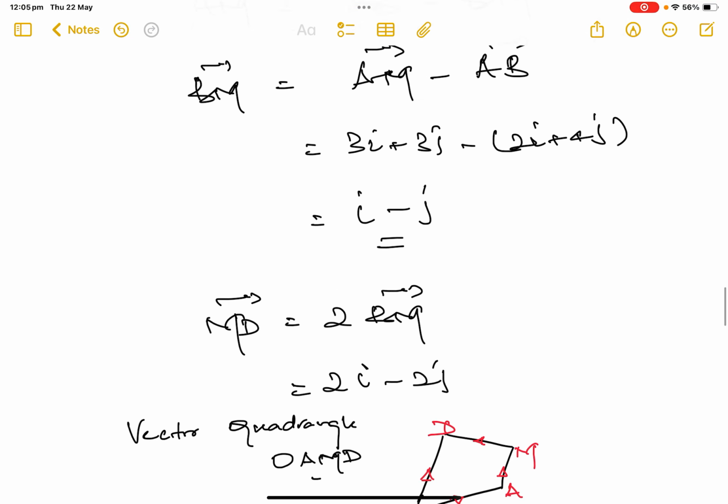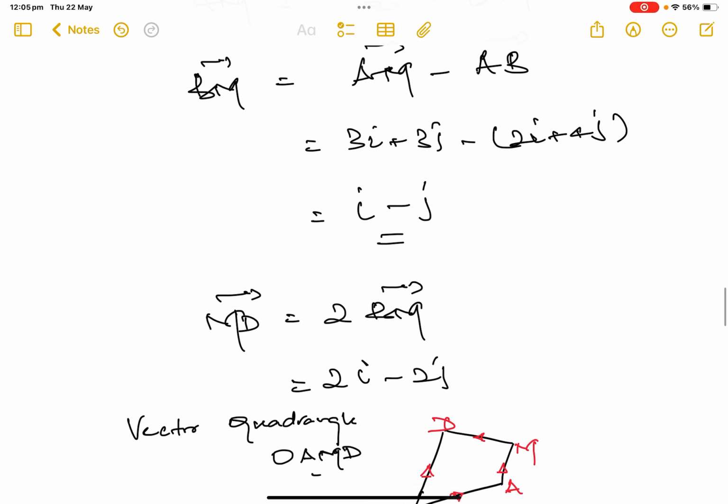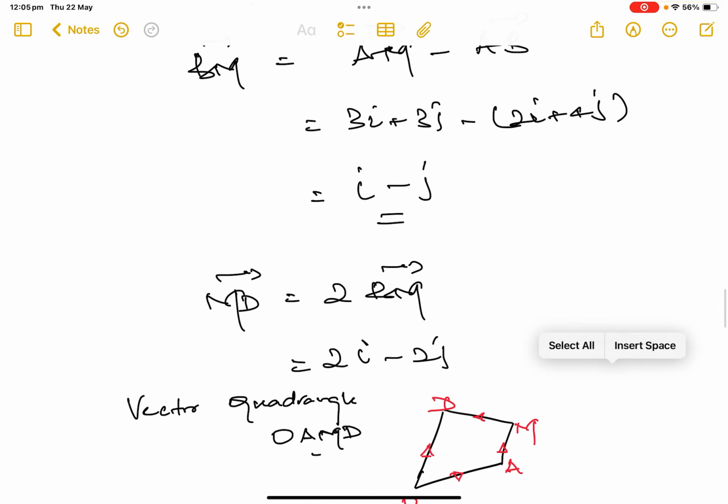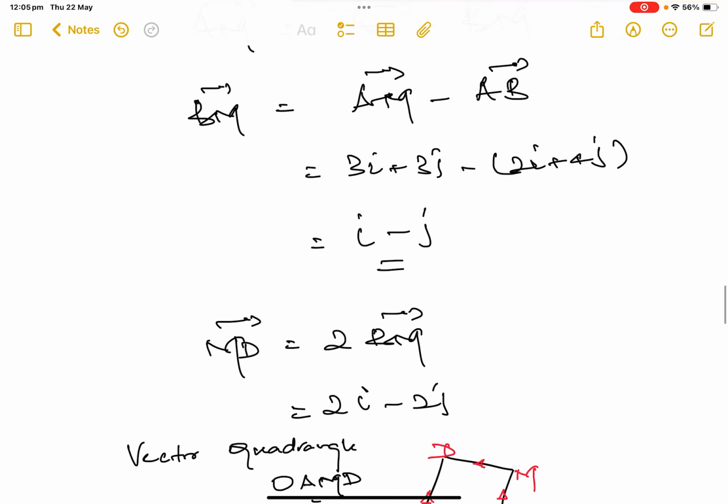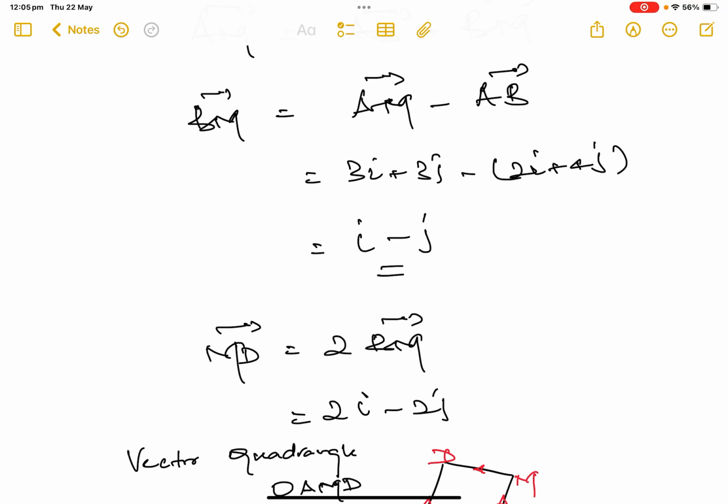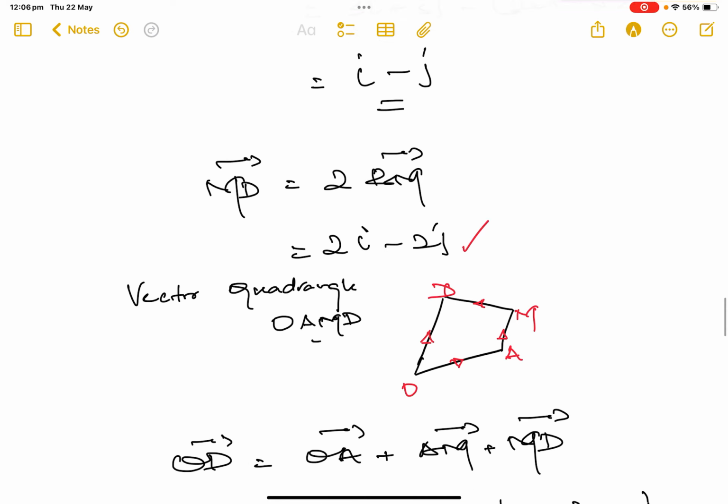Then we are given the condition that vector MD equals 2 times vector BM. BM is i minus j, so that is 2i minus 2j. So MD is 2i minus 2j.